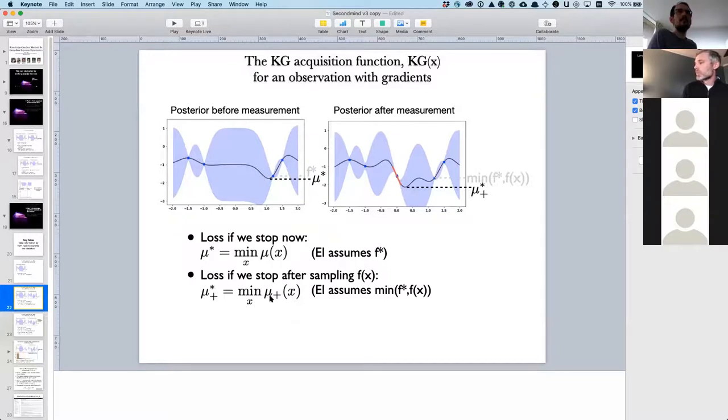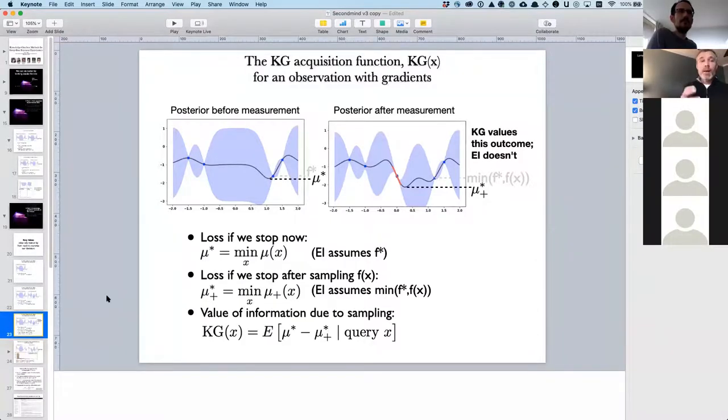I'm calling the new posterior mean mu plus, to indicate that some data was added, and the minimum of that posterior mean I'm calling mu star plus. So the value of the information due to sampling is the improvement in the quality of the decision that I made. It's the reduction in the conditional expected loss that resulted from that additional information. We call that the knowledge gradient. It's the difference in the value of two different pieces of knowledge. That's why we call it the knowledge gradient.